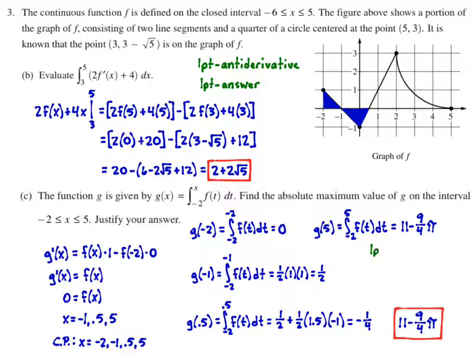As far as points go for this guy, you're going to get 1 point for stating that g prime of x equals f of x, so getting to this line here. You're going to get 1 point for your critical point value, so considering all these critical points here. And then 1 point for your answer with your justification. And again, justification implies all the work for the evaluating of all the values of g at those different critical points. So that's part C.